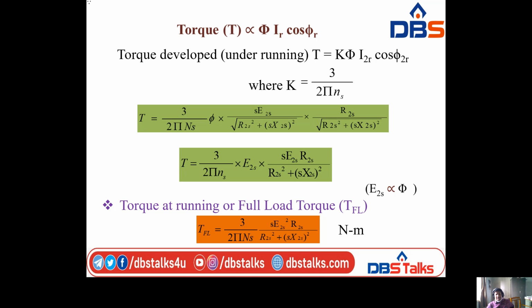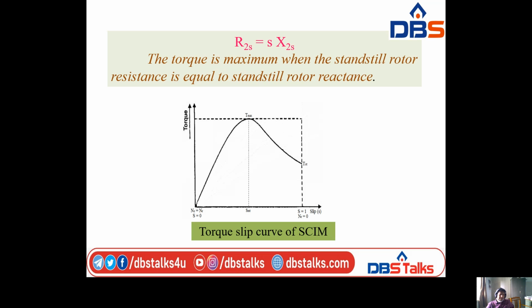Now at full load condition or running condition, the torque is equal to 3 by 2 pi ns into S E2 square R2 by (R2 square plus (S X2) square) newton meter. The condition for maximum torque is R2 is equal to S X2. The torque is maximum when the standstill rotor resistance is equal to the standstill rotor reactance.